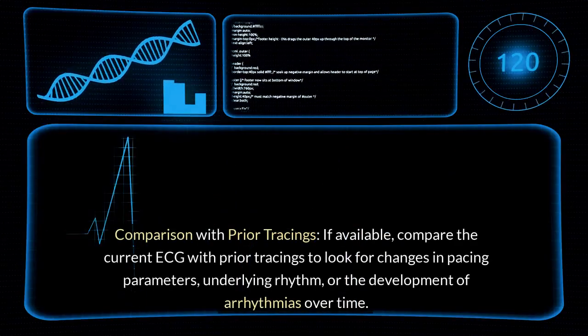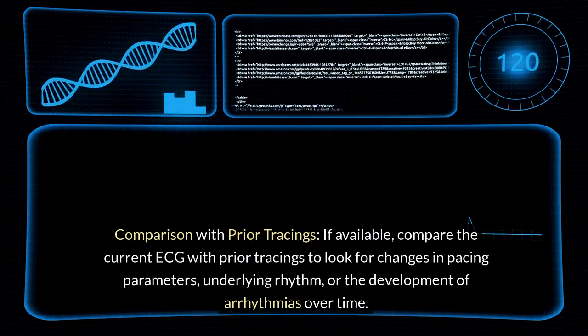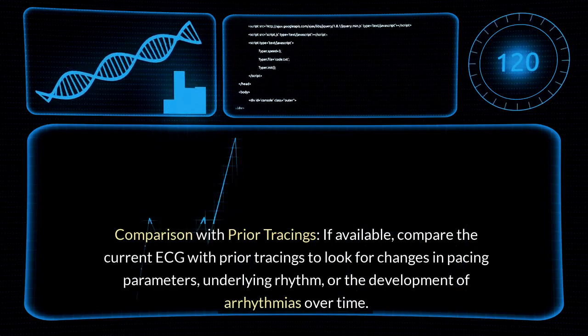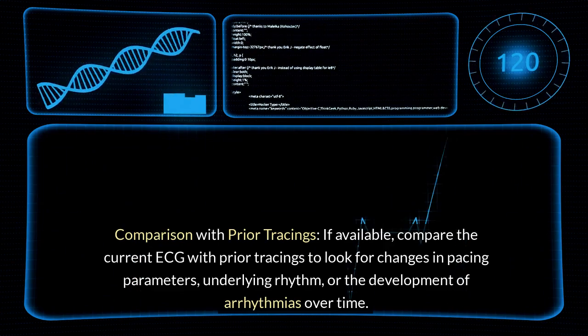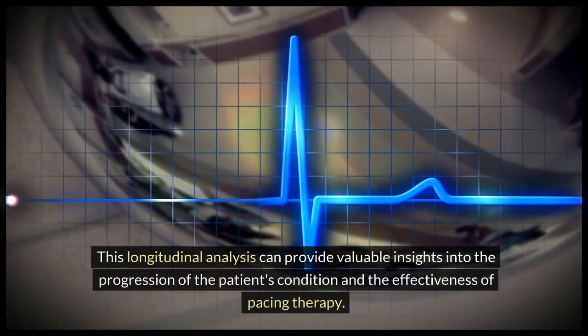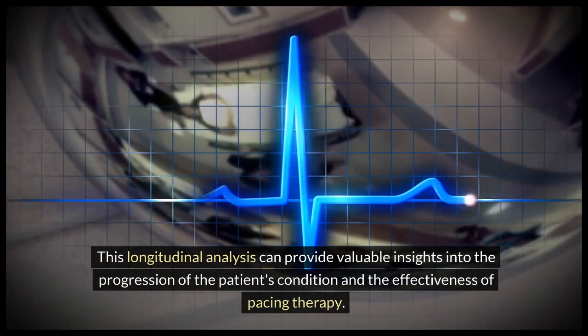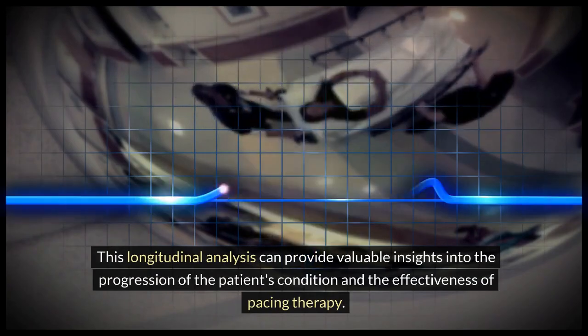Comparison with prior tracings. If available, compare the current ECG with prior tracings to look for changes in pacing parameters, underlying rhythm, or the development of arrhythmias over time. This longitudinal analysis can provide valuable insights into the progression of the patient's condition and the effectiveness of pacing therapy.